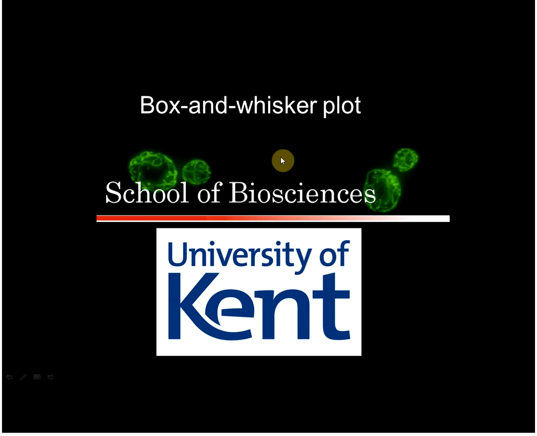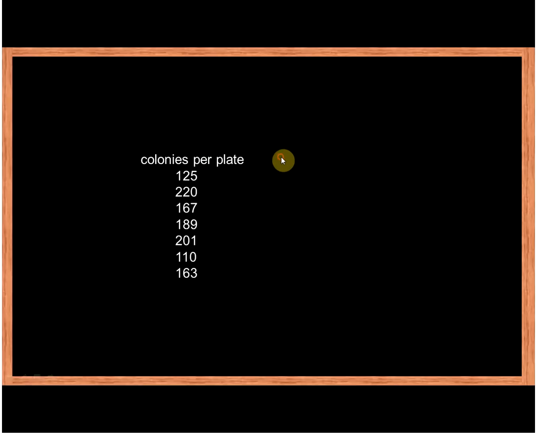So let's do a nice box and whisker plot. Here are some data, and I've counted the bacterial colonies on an agar plate, and these are the numbers that I got. So I had 1, 2, 3, 4, 5, 6, 7 plates, and I counted the numbers. And now I would like to represent these data in such a box and whisker plot.